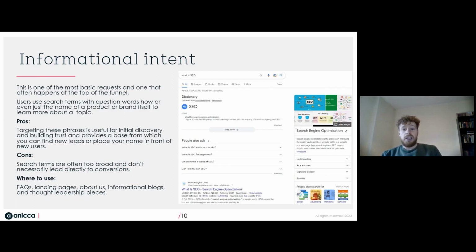As such, this intent is perfect for projects such as brand discovery, providing a place where users can learn about who you are, and also to build trust. It provides content that explains a topic, so that they can go, oh, if I need more information, I can always come back to them. However, this intent is also the least likely to convert, as it's quite general.